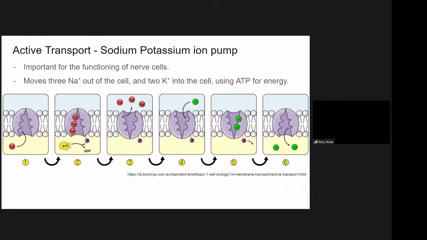So by changing whether the protein is open to the inside or the outside of the cell, it's able to move particles, our potassium ions or our sodium ions, across our plasma membrane. So when our protein pump changes shape, we open to the inside of the cell, as we see in diagram number 6 here, our potassium ions are able to be released into the cell.